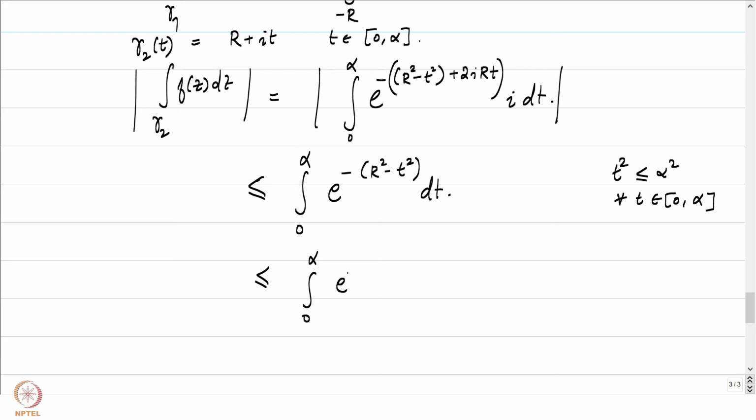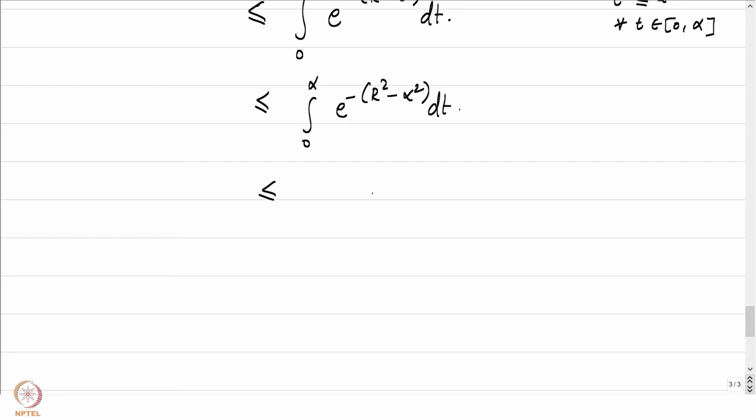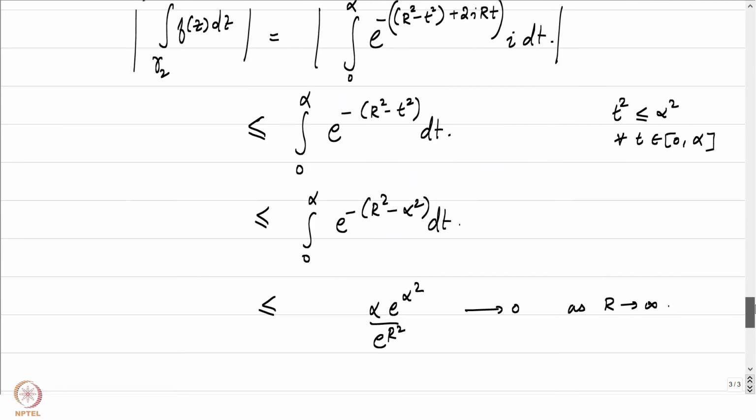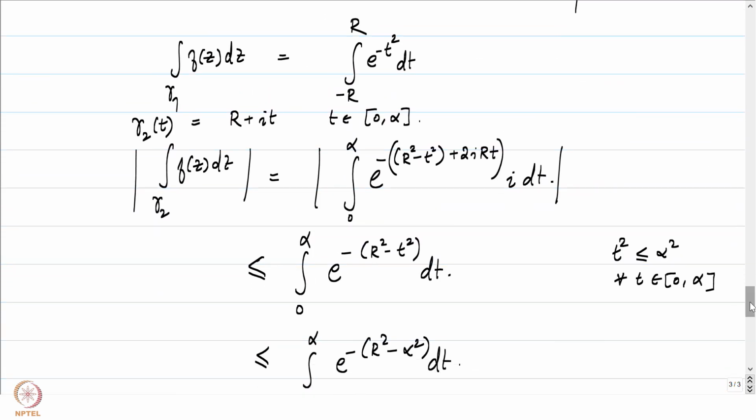This is less than or equal to e to the power minus of r square minus alpha square dt, which is less than or equal to alpha e to the power alpha square by e to the power r square, and if you take the limit as r goes to infinity, this goes to 0. So, the integral of f over gamma 2 converges to 0 as r goes to infinity.